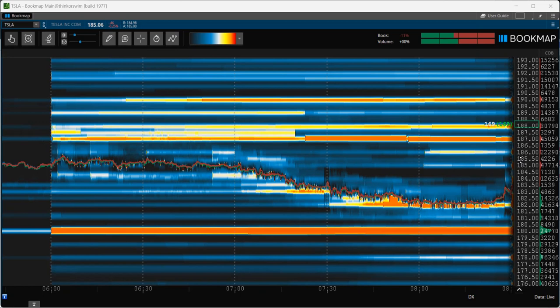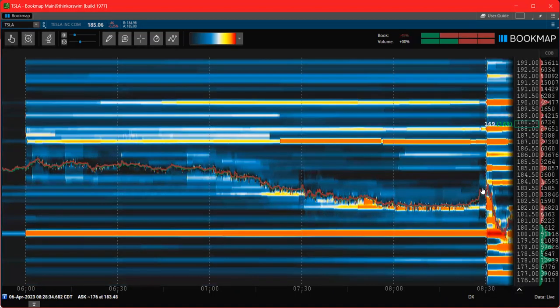So with that in mind, we're going to check out Tesla for today. This was a live trade that we took today. First things first, we're looking here at the pre-market. We can see Tesla started the morning around 183, 183.50.